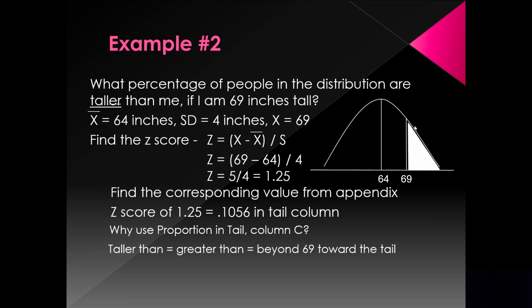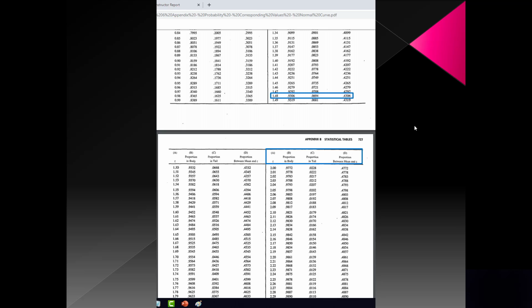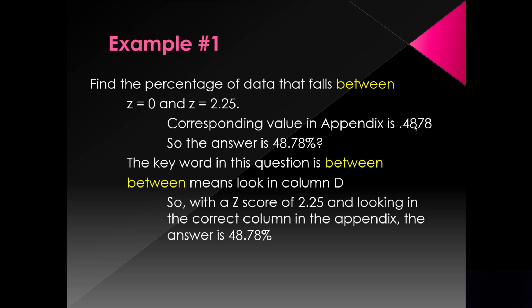Okay, so let's just check that out. Oh, can't do it. Dang it. Trust me on this one. If you go to the appendix and scroll down until you find 2.25, and you go from there directly to the right to the D column, you'll find 0.4878. You can use this as the answer. You can change it to a percentage, 48.78%, whatever is most comfortable for you.